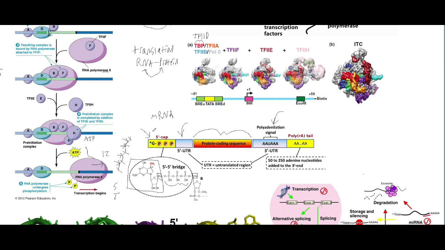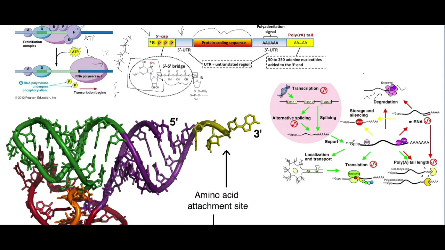So we don't want our RNA to be degraded, so the cell puts this 5' cap onto it. And we also have this poly A tail, which is just a bunch of adenines added to the 3' end of our mRNA. And here I just have a lot of the different ways that RNA is regulated.